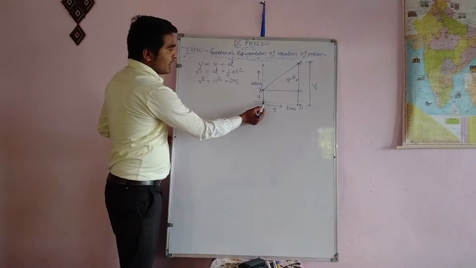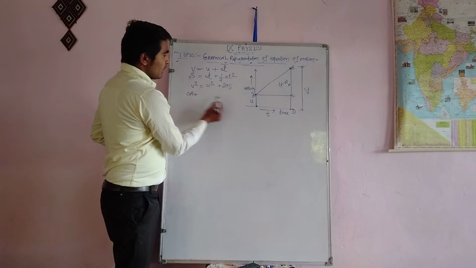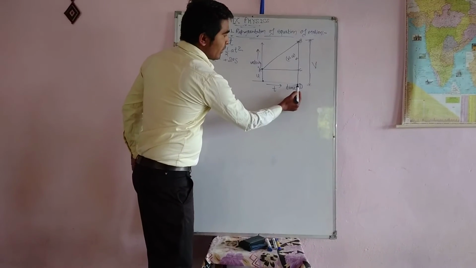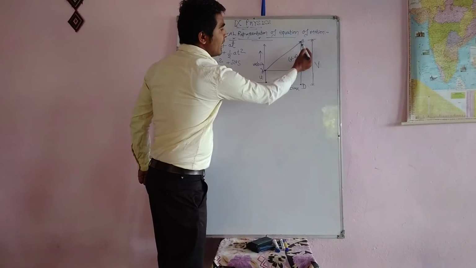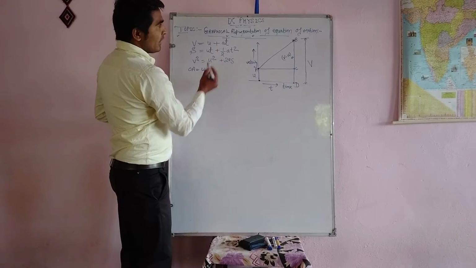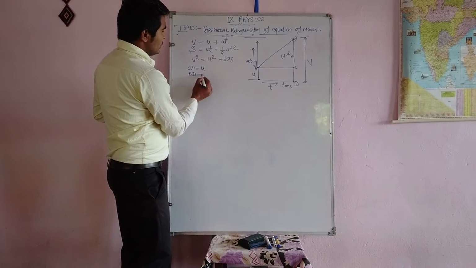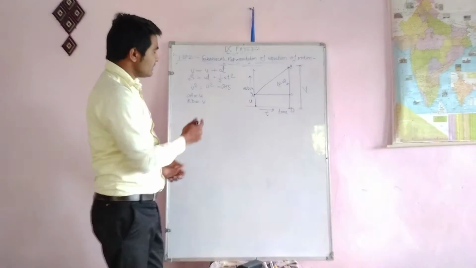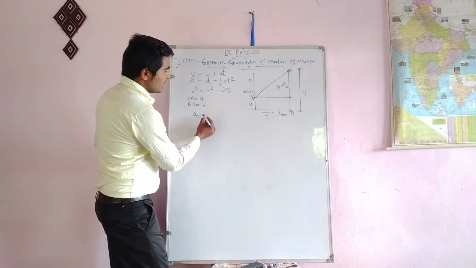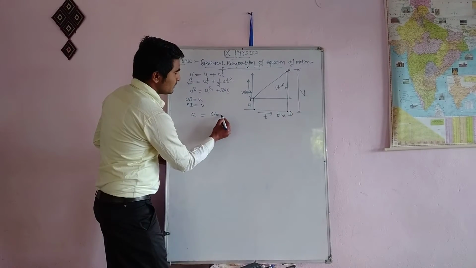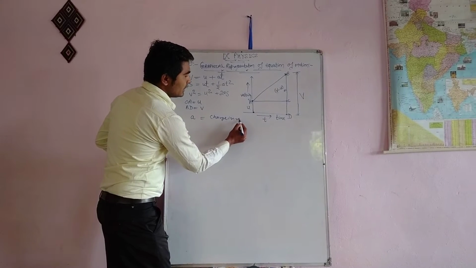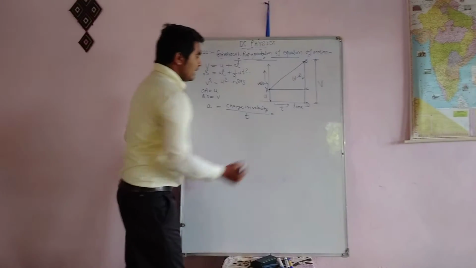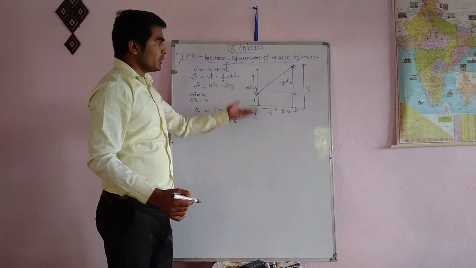Dear students, here the initial velocity of the object is u, and after time t the final velocity of the object at point B is v. So here finally we can write BD is equal to v. We have already discussed acceleration. Acceleration is change in velocity per unit time.